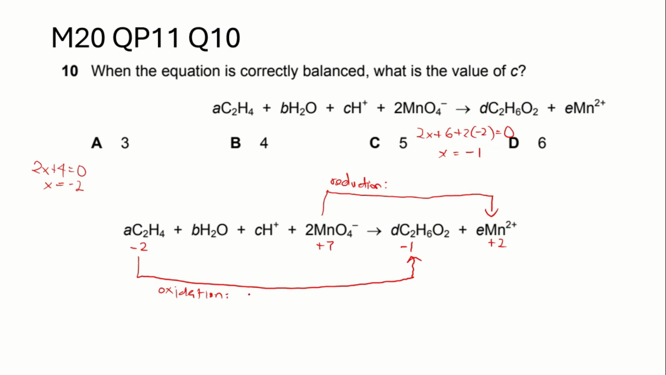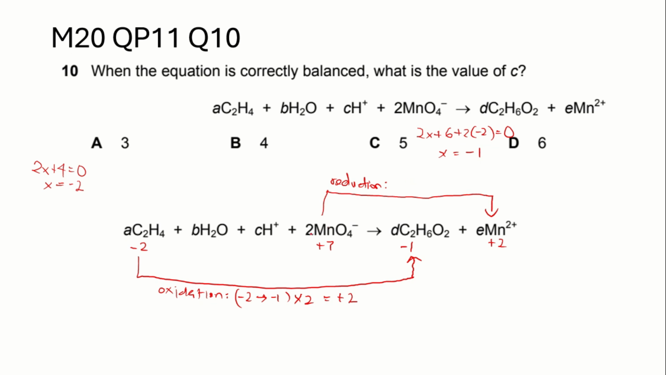Now in this oxidation, every carbon changes oxidation number from negative 2 to negative 1. But if you look at the formula of the reactant and product, both also contain 2 carbon. So the overall change will be from negative 2 to negative 1 but multiplied by 2 carbon. So the overall change in oxidation state in oxidation will be increased by 2. Negative 2 to negative 1 is increased by 1, but we have 2 carbon, so overall increased by 2.